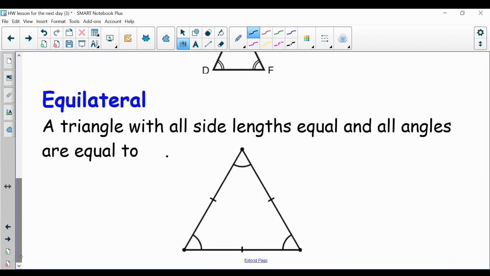Last one, we see it very often. It's called an equilateral triangle: a triangle with all side lengths equal and all angles equal. So you can see all three sides of the triangle are equal, and the three angles, you see they are indicated with this mark. That means they are all equal. What is each of the angles equal to? Okay, we'll come back to talk about this.